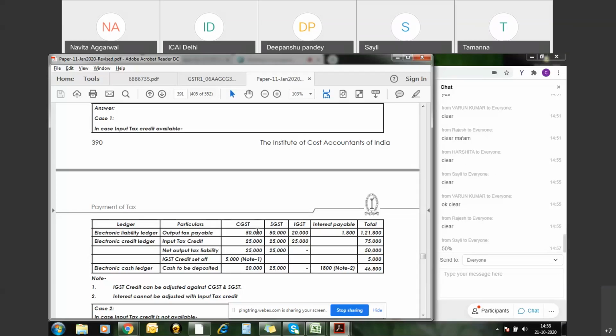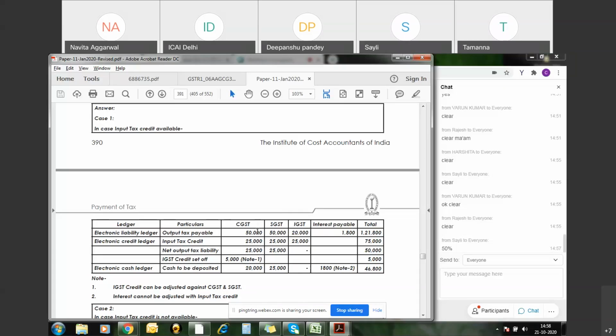And 20,000 is given in the question itself, that the IGST liability is 20,000, and there is an interest penalty of 1,800. If a question like this comes, you have to quickly make 4 columns, present the numbers, and keep putting the numbers in the table, and you automatically derive your answer. Just keep applying the rules on how we can utilize the set-off of the ITC.